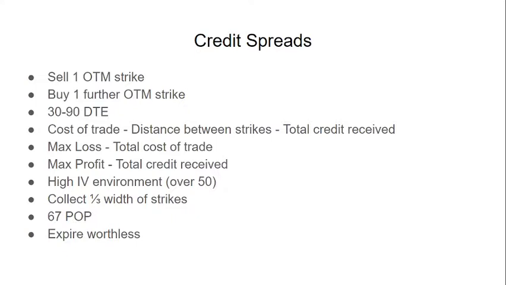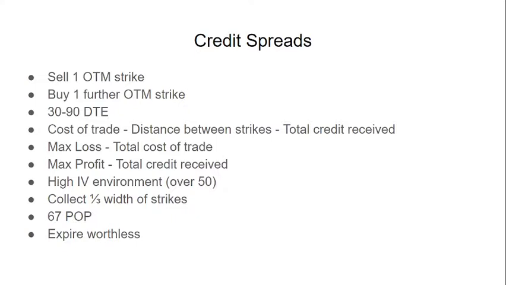And so with credit spreads, we're selling one out of the money. It's always a high IV, so that you make the most out of your IV crush. And then with credit spreads, you're collecting a third of the width of strikes, which I'll explain too. Generally, your probability of profit for credit spreads is about 67%, which is great.